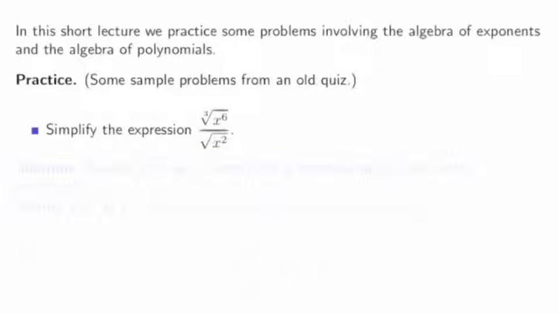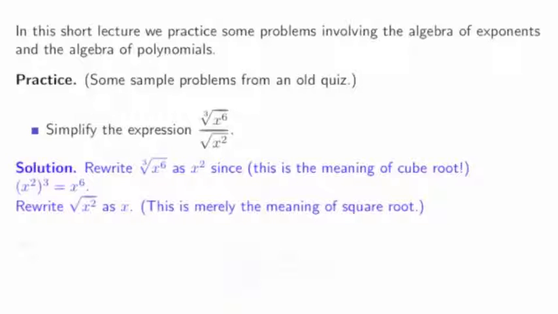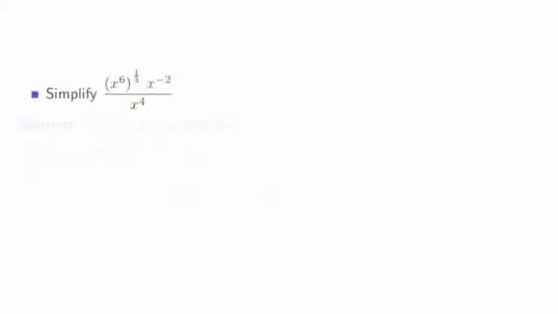Simplify this expression. Let's rewrite the numerator, the cube root of x to the 6th, as x squared since, and this is the meaning of cube root, x squared cubed is x to the 6th, so the cube root of x to the 6th should be x squared. In the same way, we can rewrite the square root of x squared as x, since this is merely the meaning of the square root. This gives a new expression. Our fraction is now the same as x squared divided by x, and by our laws of exponents, this should just be x.